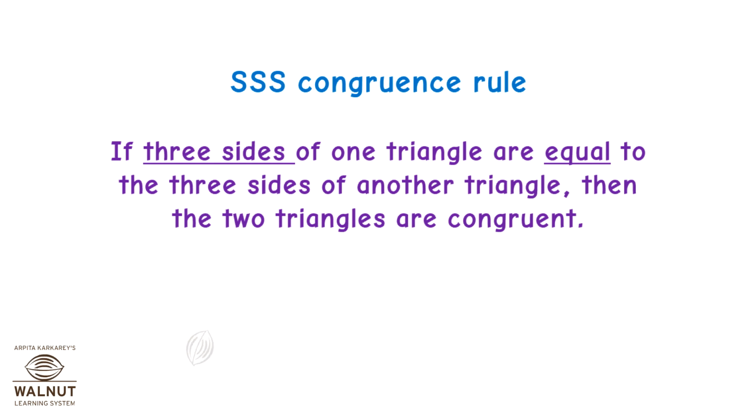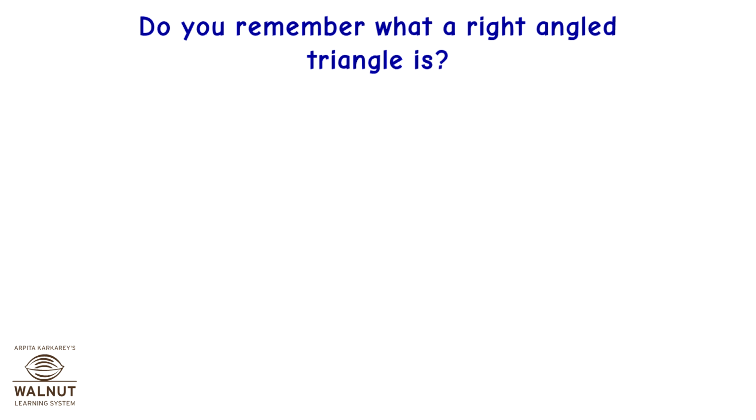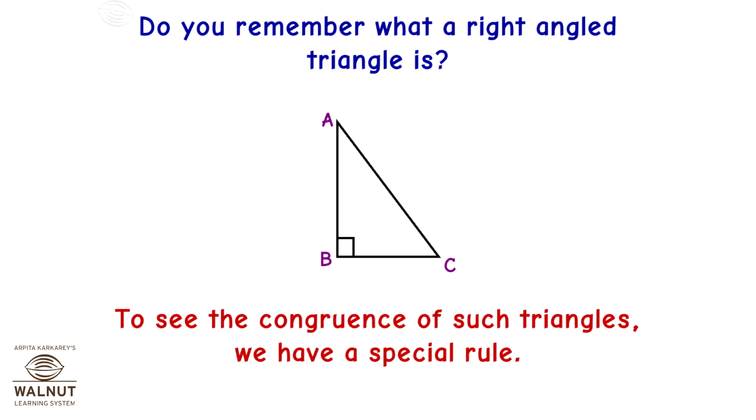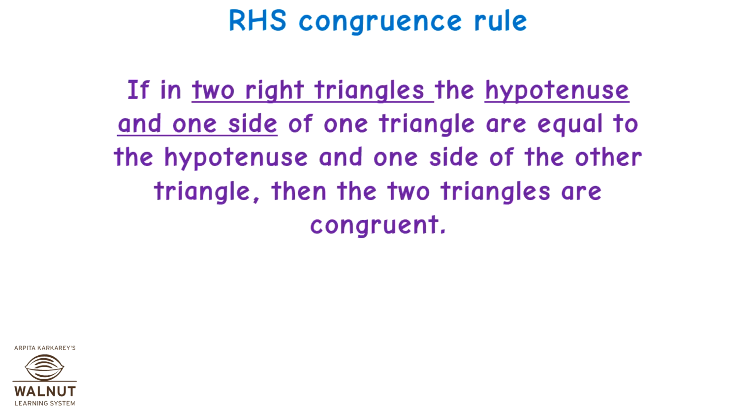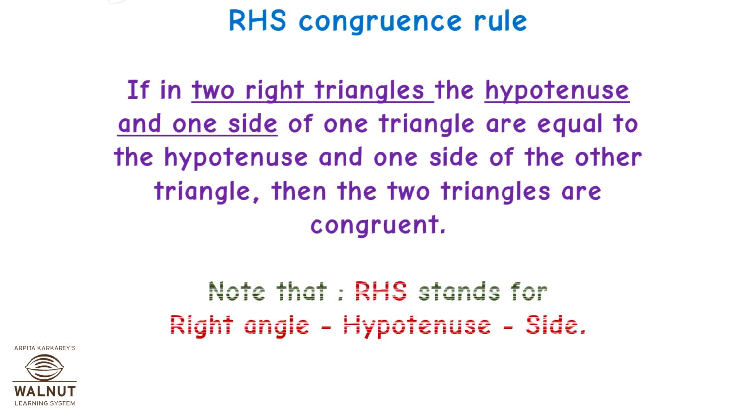2 triangles are congruent. Do you remember what a right-angled triangle is? To see the congruence of such triangles, we have a special rule. RHS congruence rule. If in 2 right triangles, the hypotenuse and one side of one triangle are equal to the hypotenuse and one side of the other triangle, then the 2 triangles are congruent. Note that RHS stands for right angle hypotenuse side.